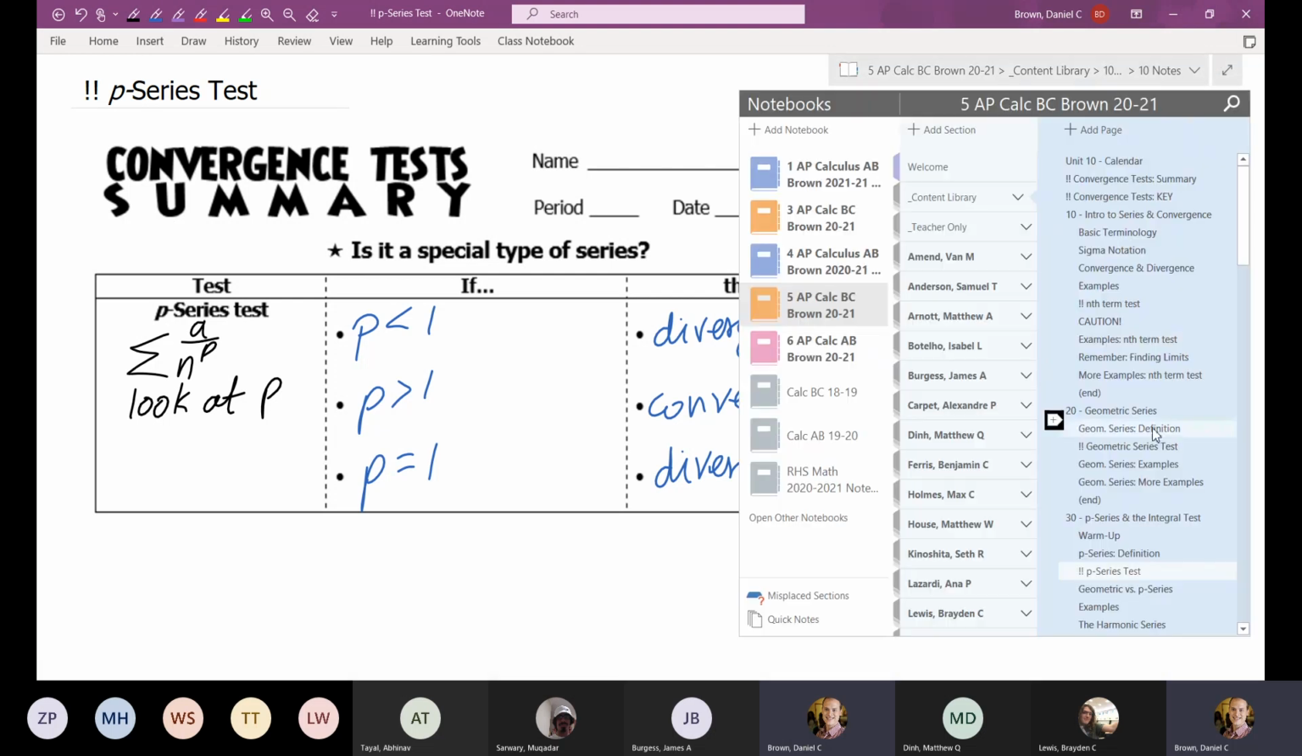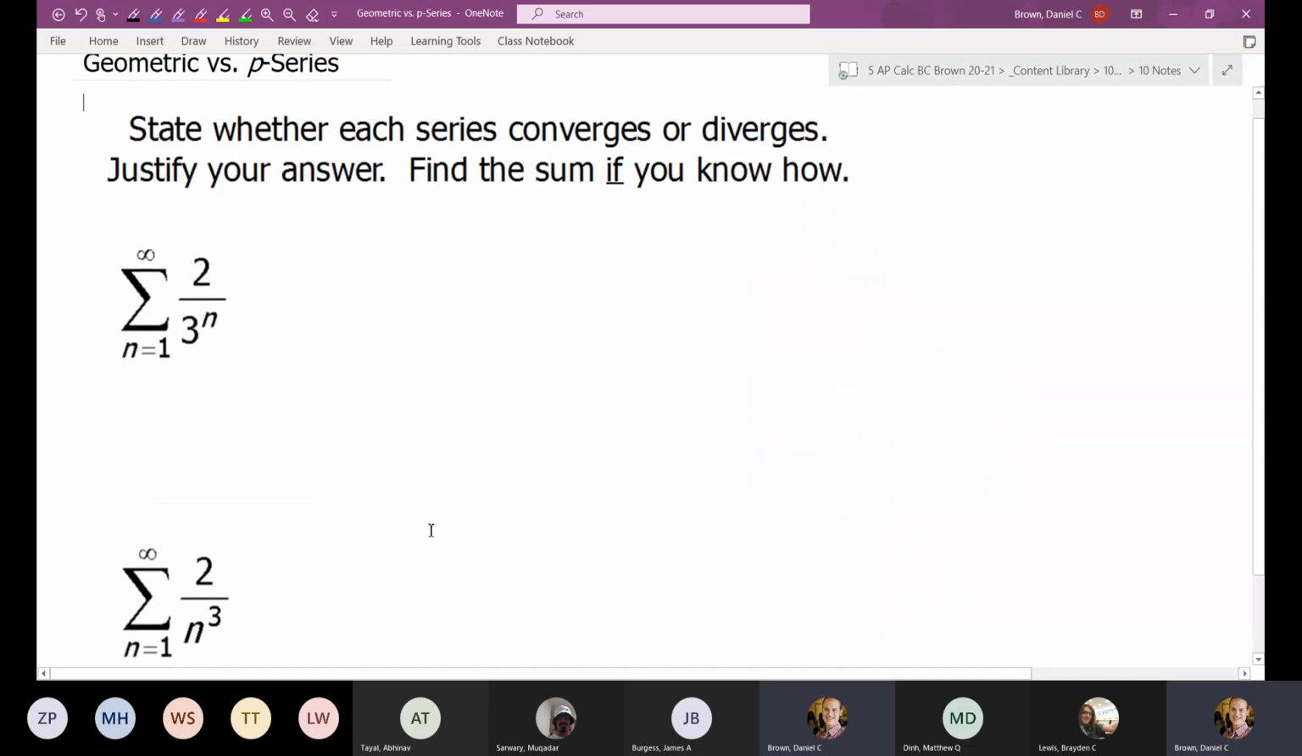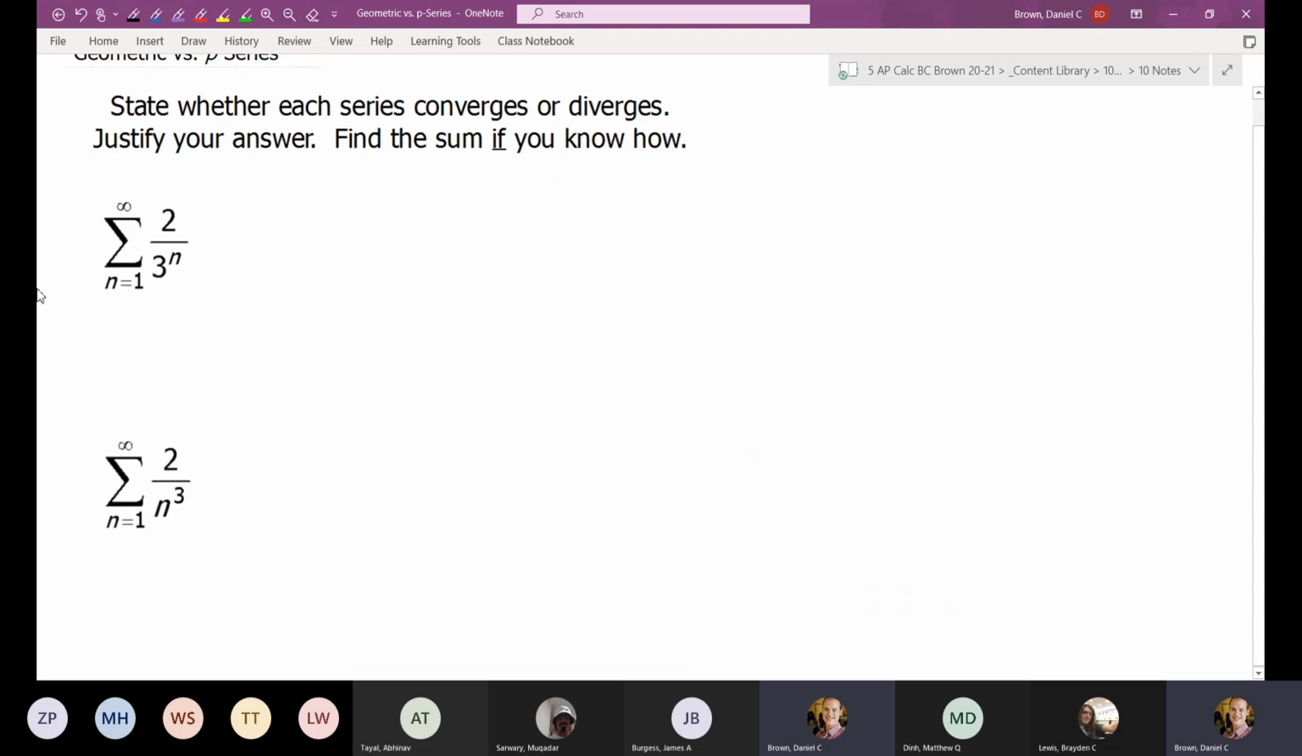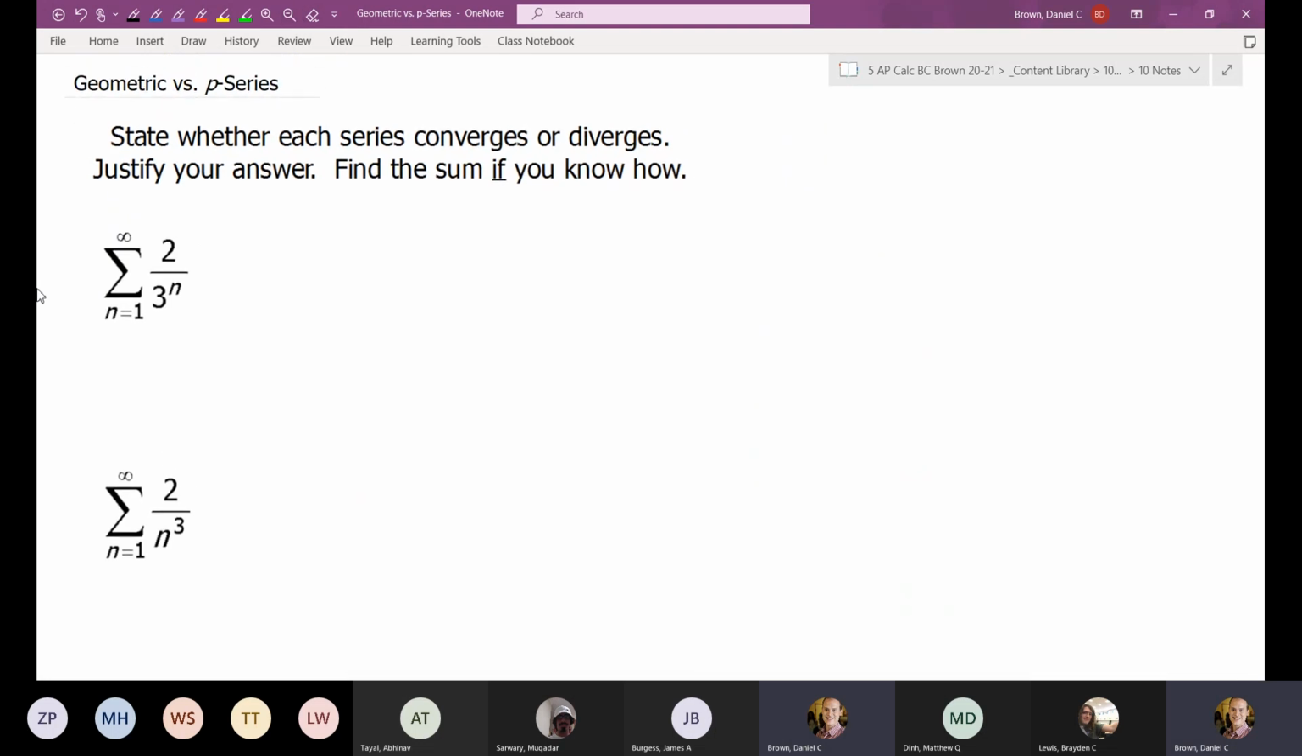So for an example, let's look at these two. Try both of those before I go over them. And be careful, one of those is geometric and one of those is a p-series. Try both of those for me.